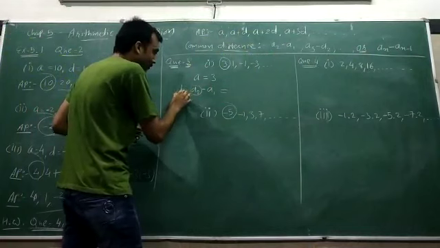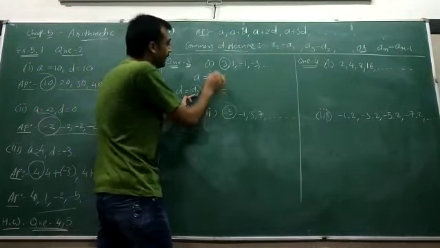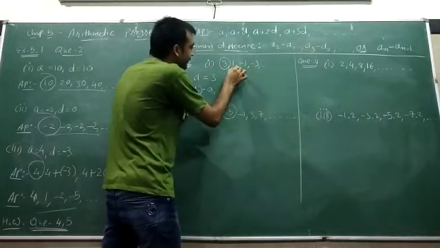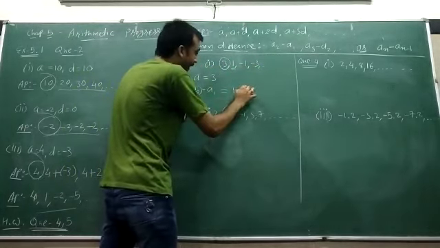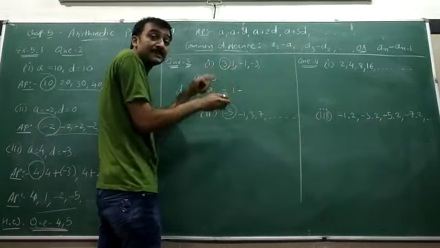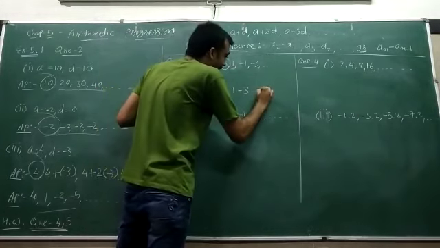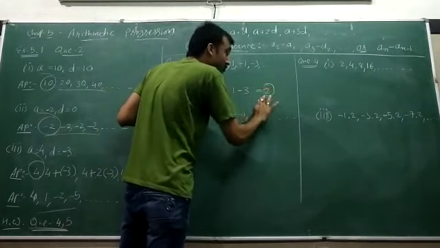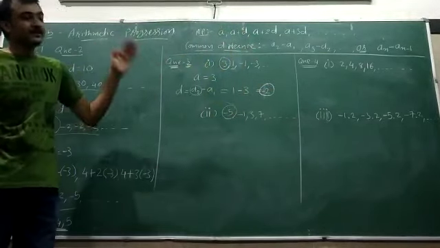So the common difference D is equal to A2 minus A1. A2 means the second term. What is the second term? 1. So let us write 1 minus A1. What is A1? A1 means the first term A, which is equal to 3, and that will give you minus 2. So your common difference will be minus 2.